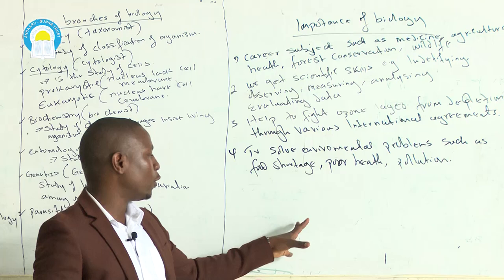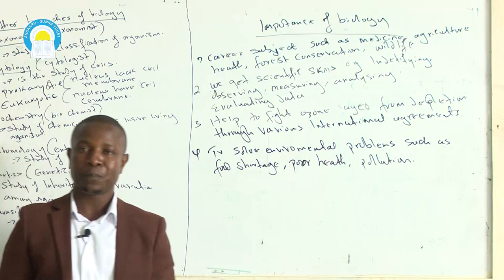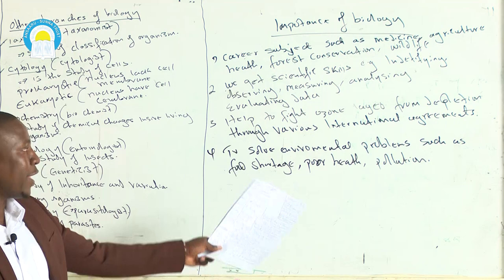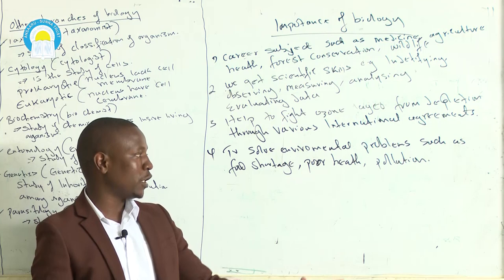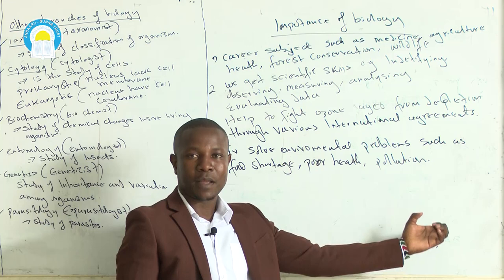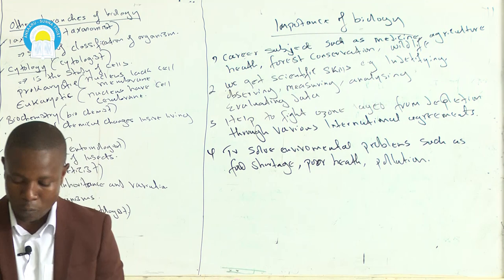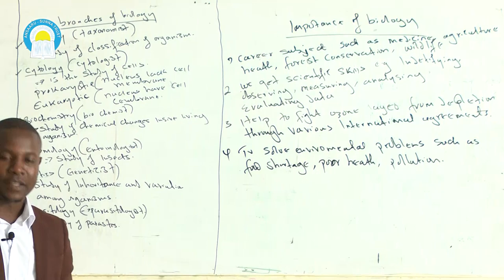We talk about poor health. When you study biology, you will be able to know what you are required to do to stay a healthy life. And water pollution, examples are industrial waste. When you study biology, you know that this industrial waste has to be recycled or treated first before being disposed into the water. That's what we are going to do to be able to fight what? Pollution.